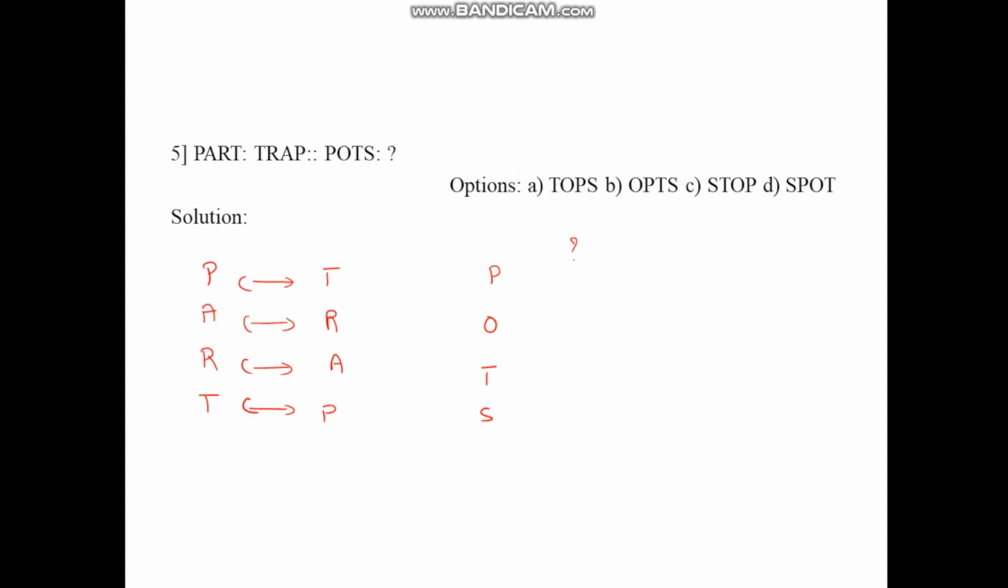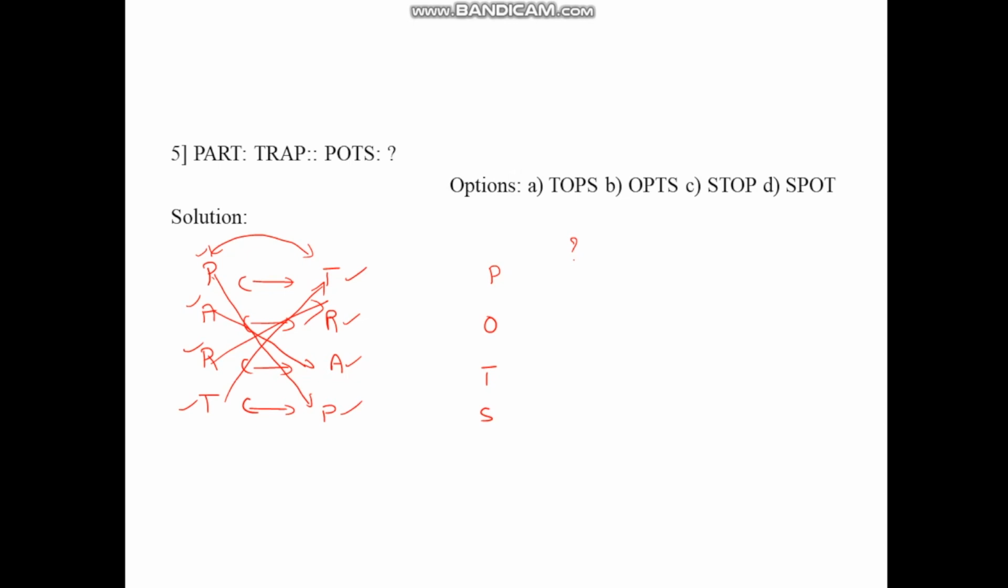When you look at the first and second group, in the first group there is P, and in the second group is there a P? Yes, it is at the last. In the first group A stands second, whereas in the second group A stands third. R stands third in the first group, whereas R stands second in the second group, and T stands fourth in the first group and first in the second group. So there is an interlink, like A to A, R to R, and T to T.